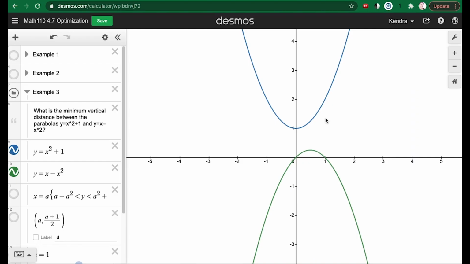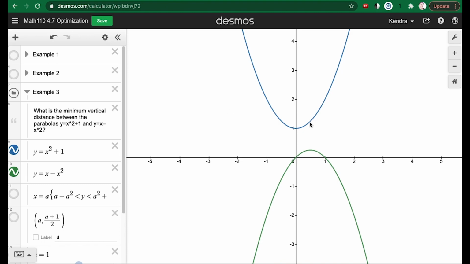And here I've graphed it on Desmos. Here are y equals x squared plus 1 and y equals x minus x squared. You can see them over here. Of course, y equals x squared plus 1 is the one that opens up, and the one with the negative leading coefficient is the one that opens down. And what we're looking at, it asks, what is the minimum vertical distance?